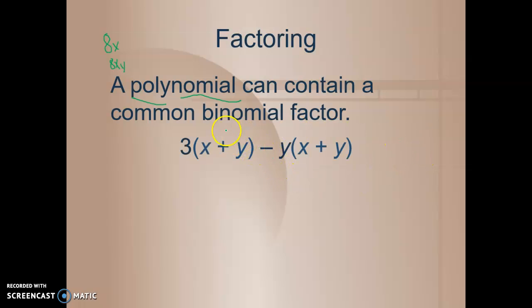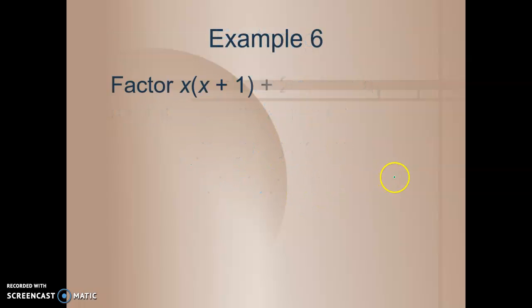If you take a look at this example, you'll see that we have 2 terms here. We have 3 times (x plus y) minus y times (x plus y). You can see that both of these terms have an (x plus y) factor in common. Just like before, we can write that common factor on the outside, (x plus y), and we can write the sum of the quotients on the inside, so 3 and then minus y in the other set of parentheses.